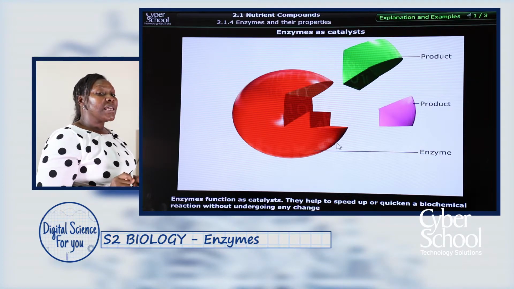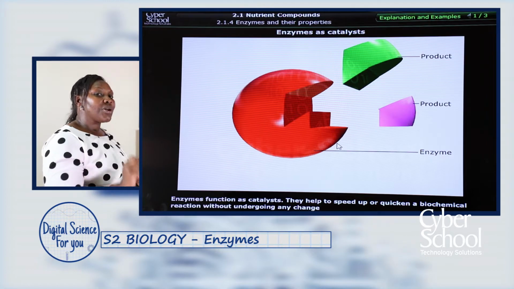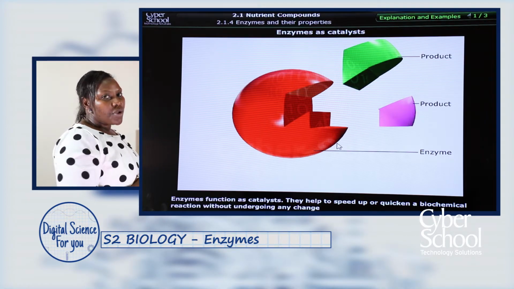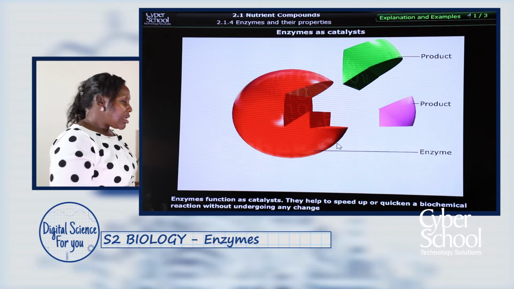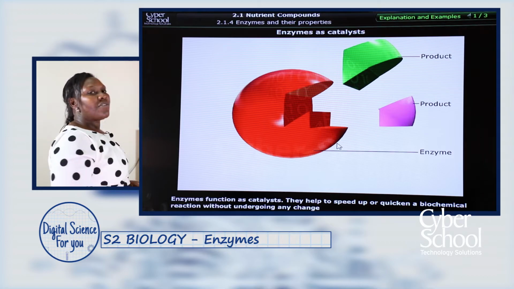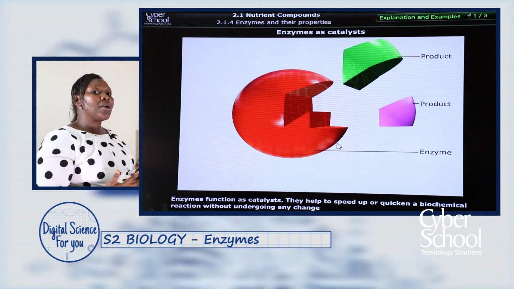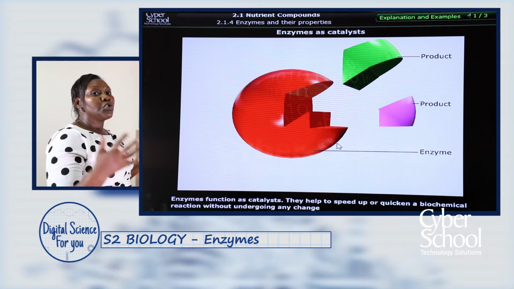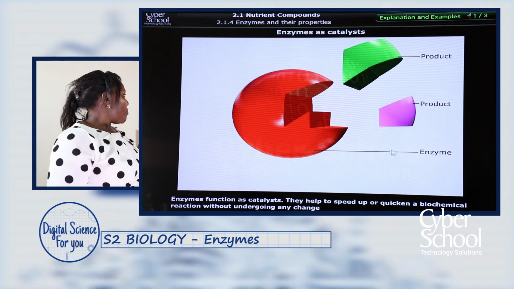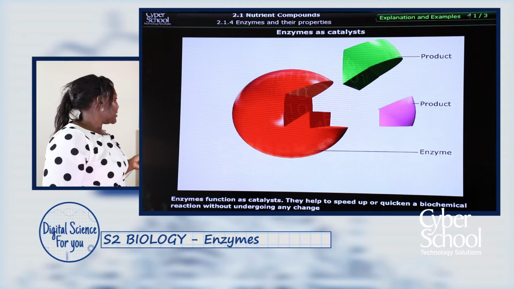An enzyme is a biological catalyst, protein in nature, that speeds up the rate of a chemical reaction within the body. Very important to know that it remains unchanged at the end of the reaction. So when it forms a product, it can go back to pick up new substrates and bind with them to form more products. Let us move on to the next slide.